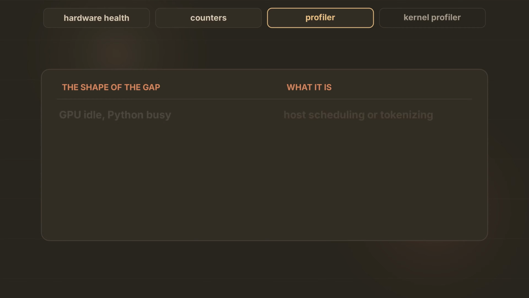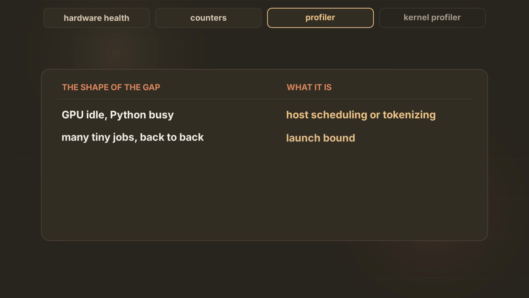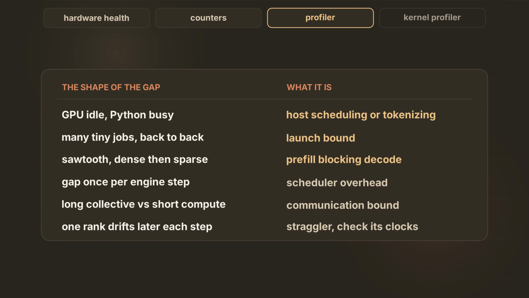And then we read the gaps, because the shape of a gap can give you its cause. Idle GPU with Python busy in between, so the host is doing scheduling or tokenizing or sampling. Then tiny jobs back to back, and that means you will be spending your time launching work rather than doing it. And then a sawtooth, so a long dense block, and then a sparse stretch, and that's a prefill blocking your decode. The rest are on screen with what to do about each one.